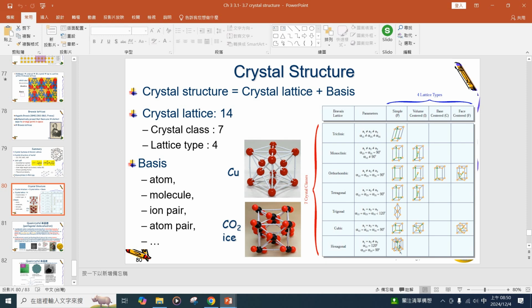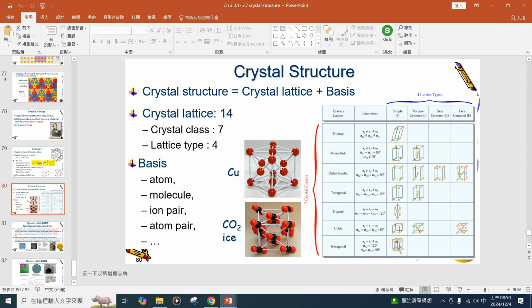And this is also one of the important pieces of information you need to know in this section. Is the crystal structure equal to what? Crystal lattice, that's also called Bravais lattice, plus basis. So for the crystal lattice, there are only 14 crystal lattices. 1, 2, 3, 4, 5, 6, 7, 8, 9, 10, 11, 12, 13, 14. And then you have 7 crystal classes. And you have 4 types of lattice type. Lattice type means the atoms inside these crystal classes. So you have 14 here.